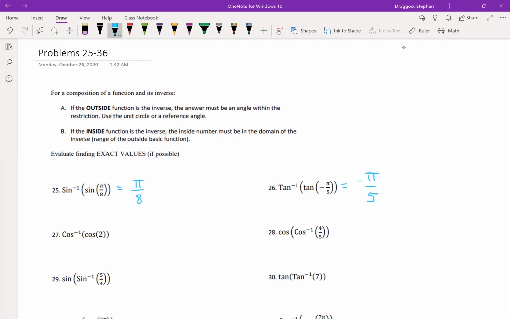In 27, I'll be looking at the cosine inverse of the cosine of 2. Since there are no degrees listed there, it's implied that that's 2 radians. So I want the cosine inverse of the cosine of 2 radians. So I just need to check to make sure that 2 is within the restriction for cosine, so within that range of 0 to pi for cosine inverse. And since pi is about 3.14, 2 is in between 0 and pi. So our solution here is 2.